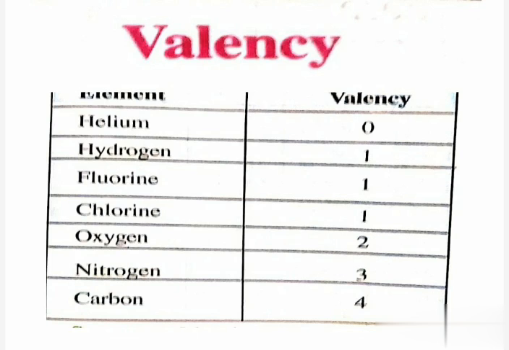Sometimes, if in the last shell 8 electrons are not there, then the atom of that element, to get 8 electrons, sometimes loses electrons and sometimes gains electrons from another one. After losing or gaining electrons, if 8 electrons come in the last shell, it becomes stable. The number of electrons an atom loses or gains, that number we call the valency of that element.